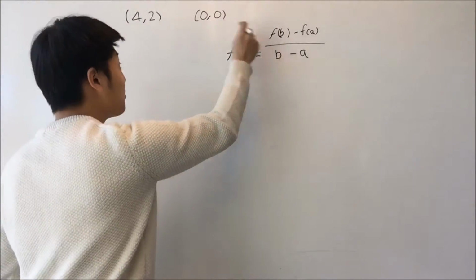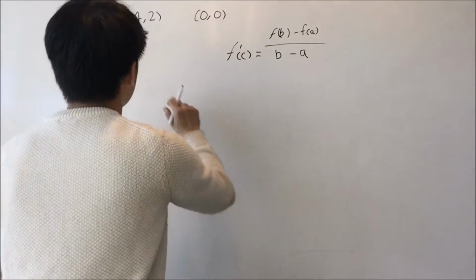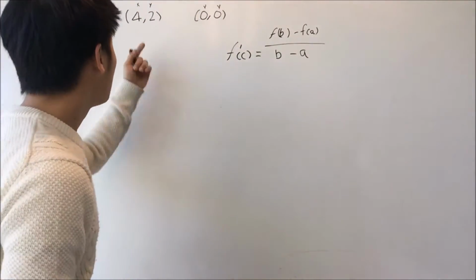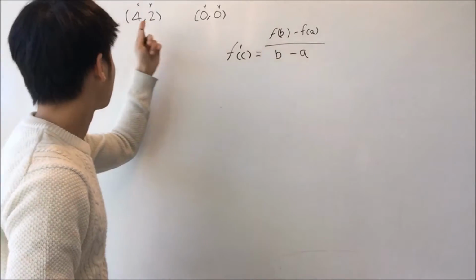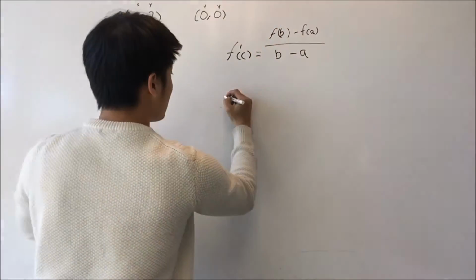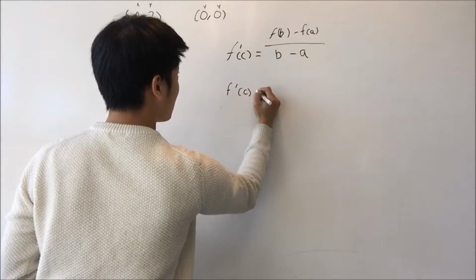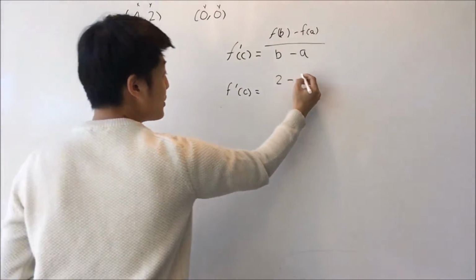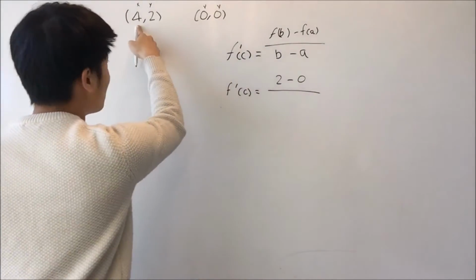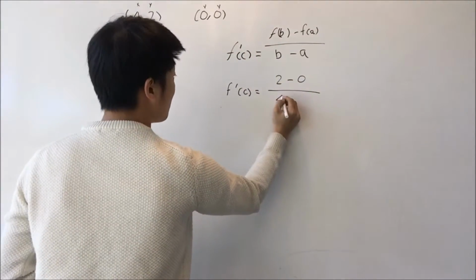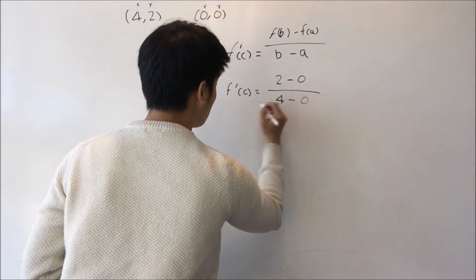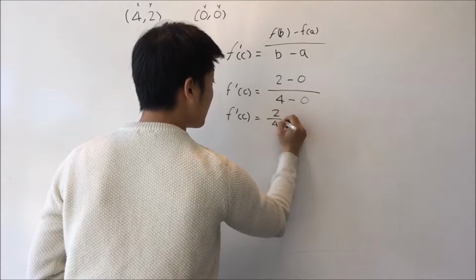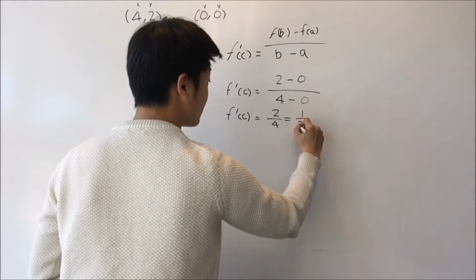And all the time b will be the greater number. So this time this is x coordinate, y coordinate, obviously. And because b is 4, then this will be 2 minus 0, so 2 over 4 minus 0. So f prime of c is equal to 2 over 4, which will equal 1 over 2.